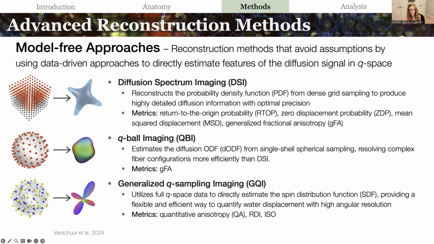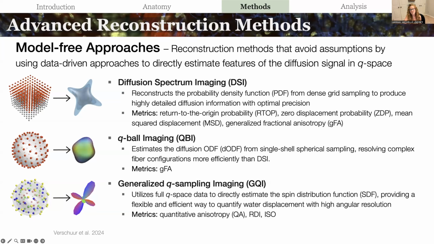Specifically, DSI reconstructs the PDF by densely sampling diffusion signals across a 3D Cartesian grid. And this is the only reconstruction method I'll talk about that requires a specialized acquisition like this. The rest are pretty much reconstructed with single or multi-shell HARDI. DSI's primary purpose is to provide highly detailed and precise diffusion information. And this makes it ideal for resolving complex fiber geometries and for structural connectivity analysis.